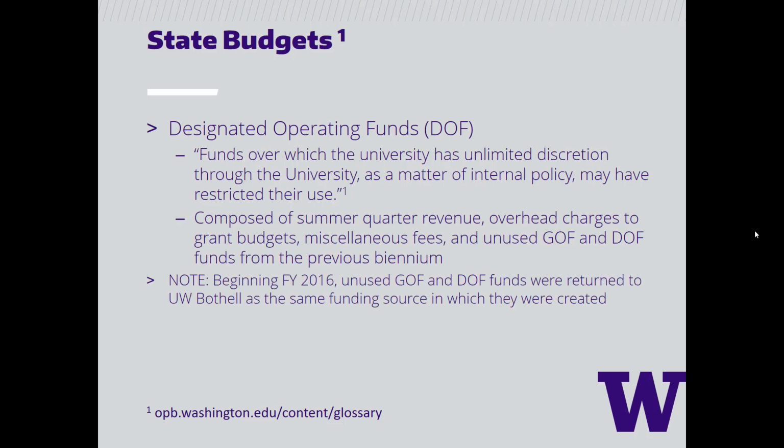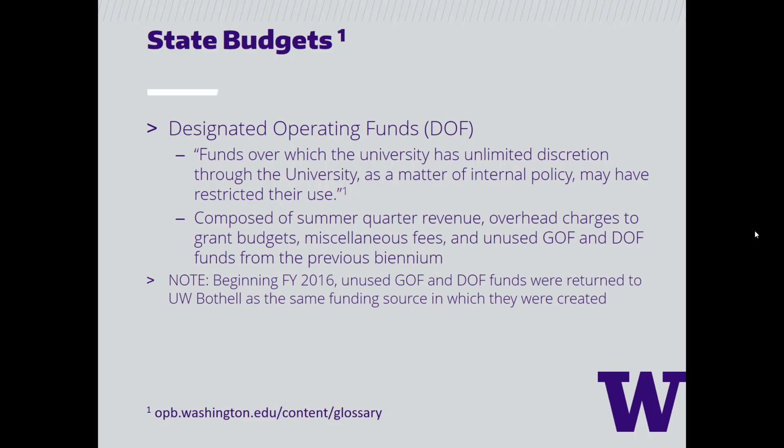The second funding source is Designated Operating Funds, or DOF. For these funds, the university has sort of unlimited discretion for use, but as a matter of internal policy, the university has restricted their use to funding types or usage types that are similar to use as GOF funds. DOF funds are comprised of summer quarter revenue, overhead charges to grant budgets, various miscellaneous fees of the campus, and unused GOF and DOF funds from the previous biennia.